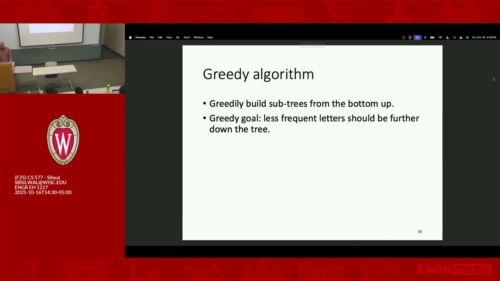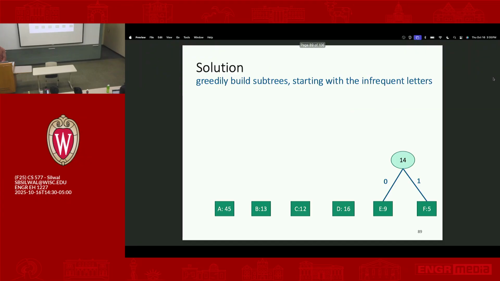But really, the idea is you want to push less frequent letters towards the bottom. You want them to use as many bits as possible, because that means towards the top, you have very frequently used letters. So this is how the algorithm works. Let's say I have 6 letters, and this is the distribution: 45% of the time I have A, 13% of the time I have B, and so on. This is how I build a tree. I pick the 2 least frequently used letters, and I add this node. I connect them. Now I'm going to build a tree, okay?